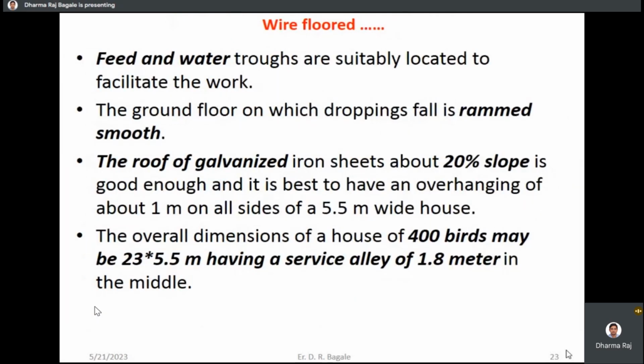Feeders and water troughs are suitably located to facilitate the work, and the ground floor on which the droppings fall is ramped smooth. The roof of galvanized iron sheet with about 20% slope is good enough, and it is best to have an overhang of about 1 meter and a 5.5 meter wide house.